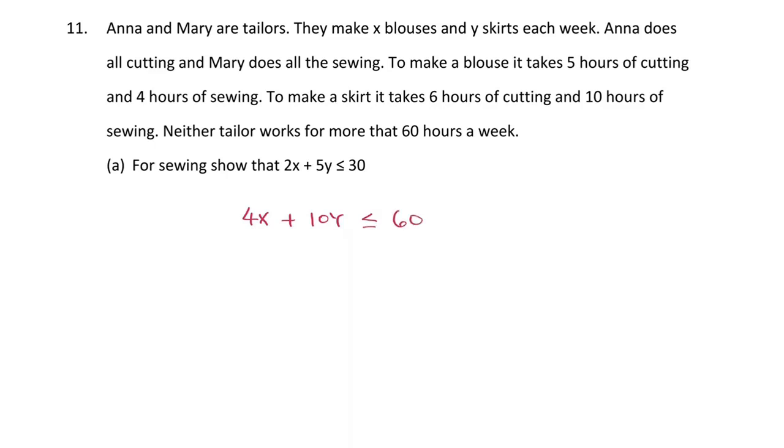Okay, so for this one, let us divide by 2 for each term in order to simplify this. So our inequality is going to be 2x plus 5y is less or equal to 30. And this has been shown as requested from our question.